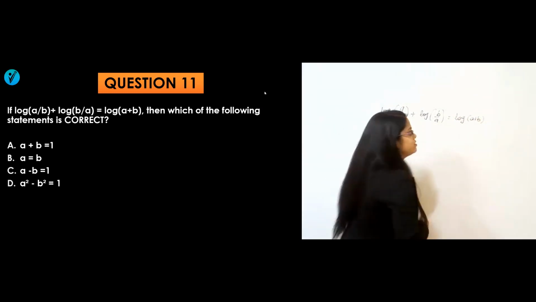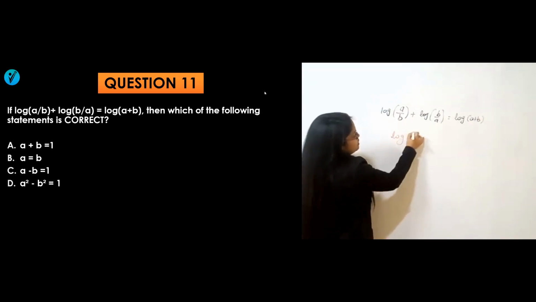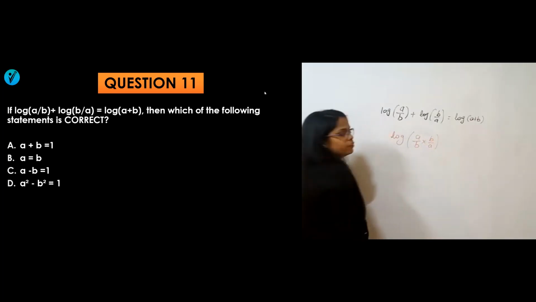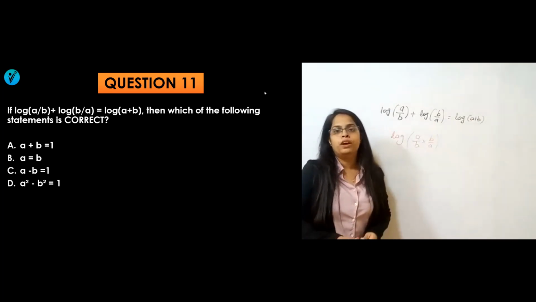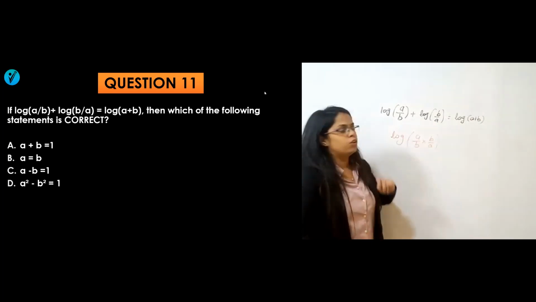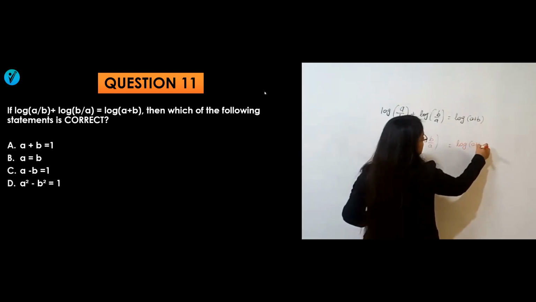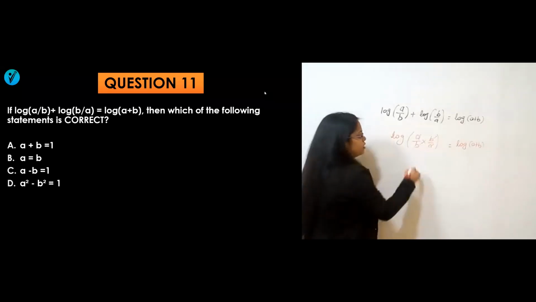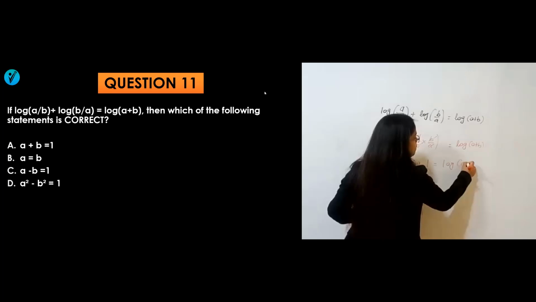Let's solve this equation. You can see this is a plus sign, so we can write this as a by b into b by a by using the first rule that log m plus log n is equal to log of m into n. So log of a by b into b by a is equal to log of a plus b. Now you can see a cancelled, b cancelled. So this is log 1 equal to log of a plus b.